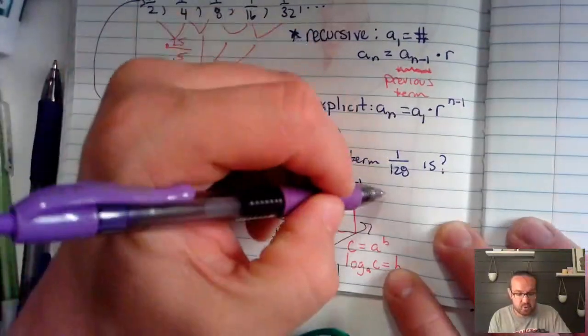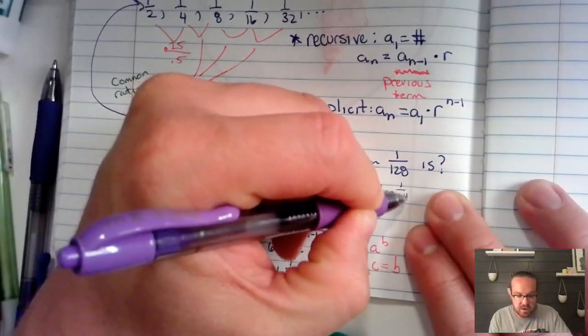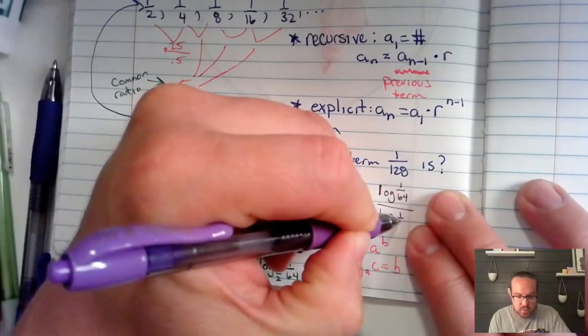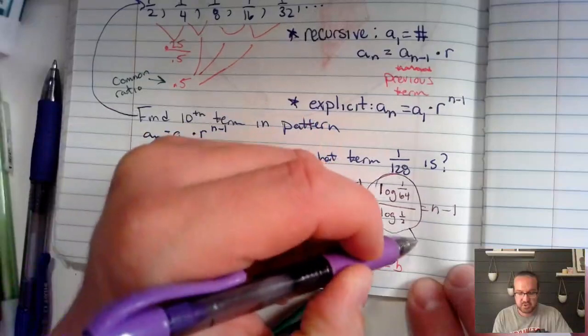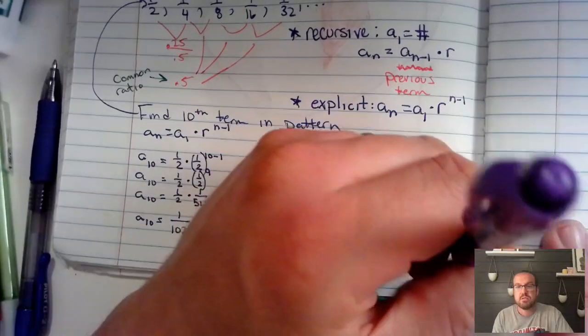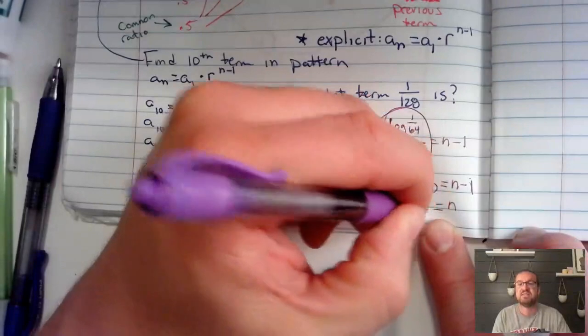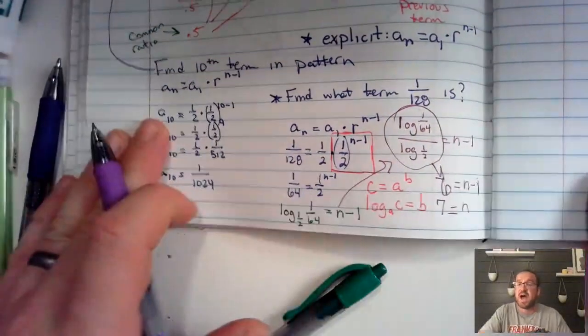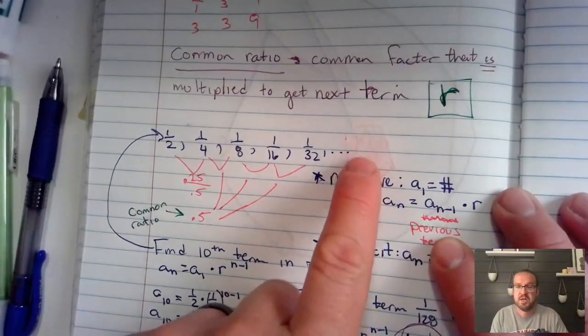If you're using your calculator, this is what you'd put in: log of 1/64 over log of 1/2 equals n minus 1. This whole thing simplifies to 6. You could use your calculator for that. And so then you would know that n is 7, so it has to be the 7th term in this pattern. Again, I really chose a pretty easy problem for that last part, because you could just go, okay, that's the 5th, that's the 6th, that would be the 7th, 1 over 128.